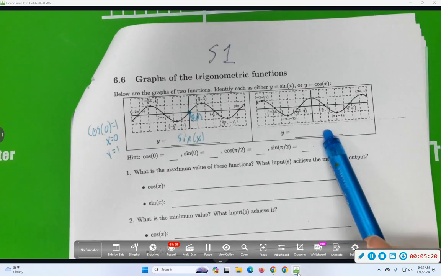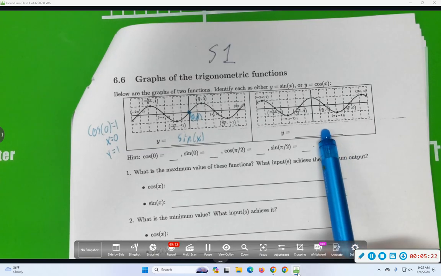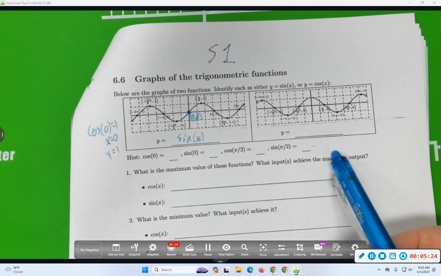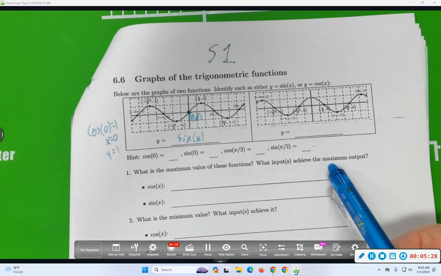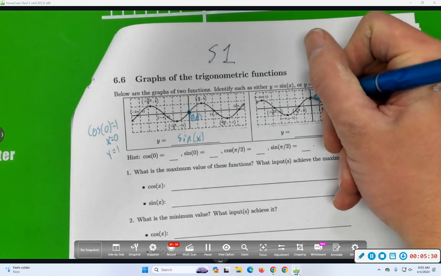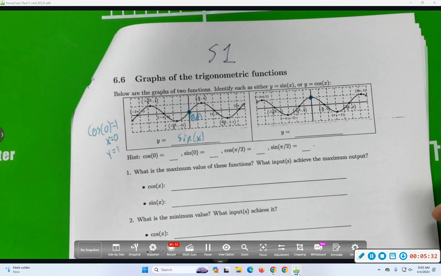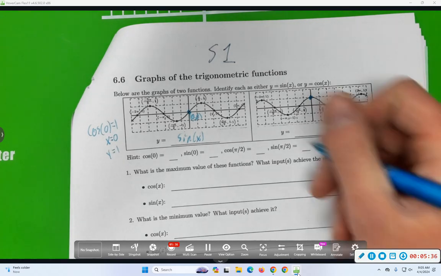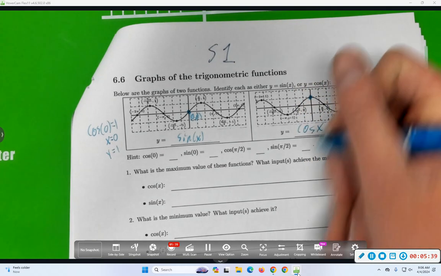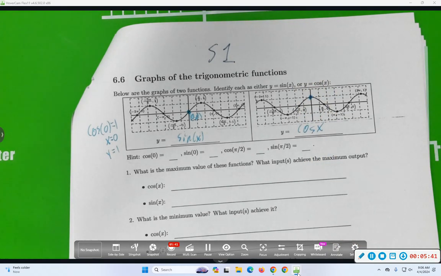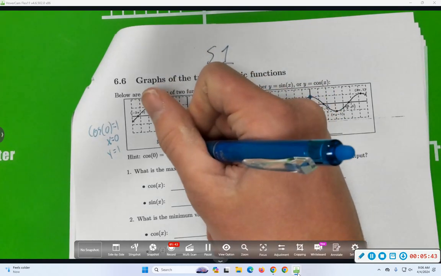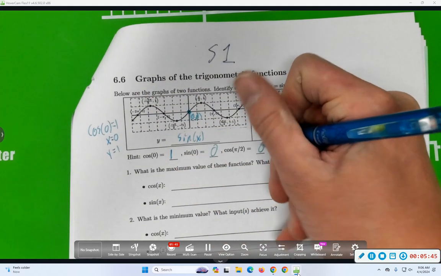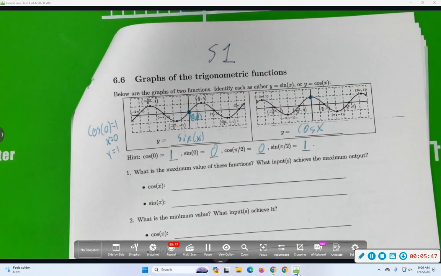Let's see if this agrees with cosine of x. Cosine of 0 is 1. That agrees with the graph, I think. Yeah. x equals 0, y equals 1. Cosine of pi over 2 is 0. Cool. I think that agrees with cosine of x. And all that stuff was listed there as a hint. That's okay.